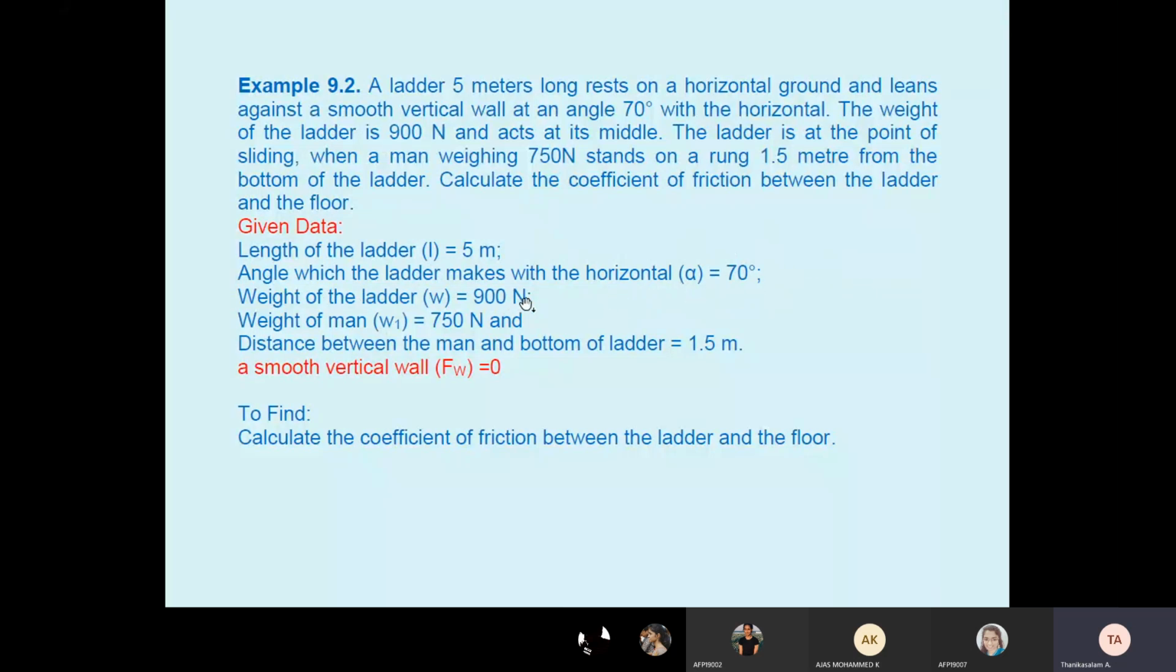So the weight of the ladder is 900 Newton. The weight of the man, W1, is 750 Newton. See the distance between the man and the bottom of the ladder. The length is 5 meter. Therefore the weight is acting at the middle, 2.5 meter, 2.5 meter. But the man is standing 1.5 meter from the bottom of the ladder. In the question, smooth wall is mentioned. Therefore FW is 0. They asked to calculate the coefficient of friction between the ladder and the floor.